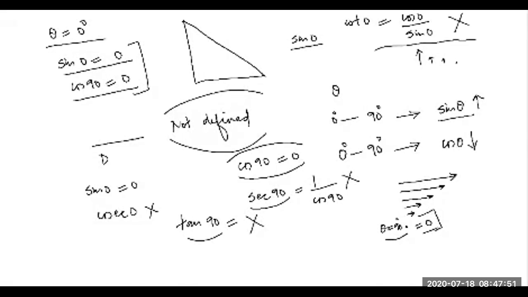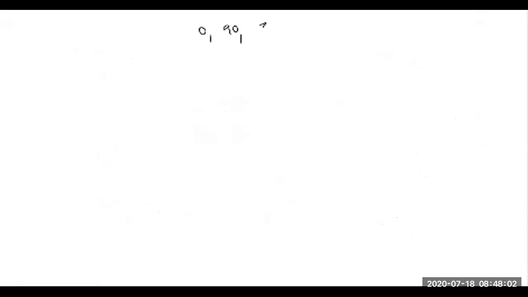So guys, this is all about trigonometric ratios. Hope you enjoyed. It completely covers all the trigonometric ratios: 0 degree, 90 degree, 30 degree, 60 degree, and 45 degree.